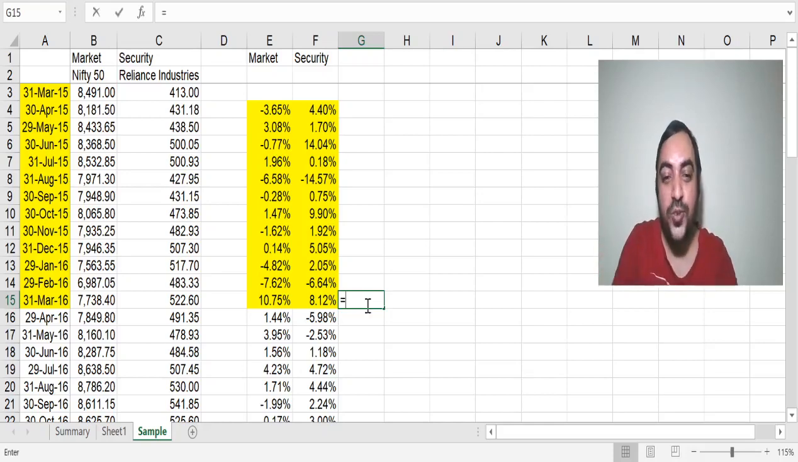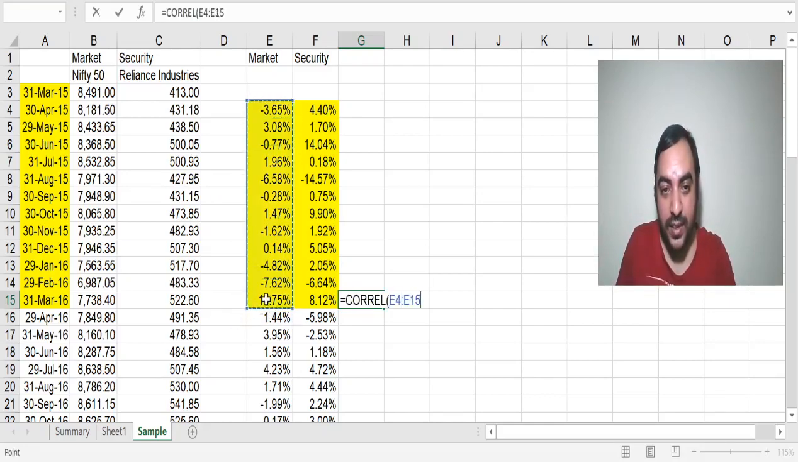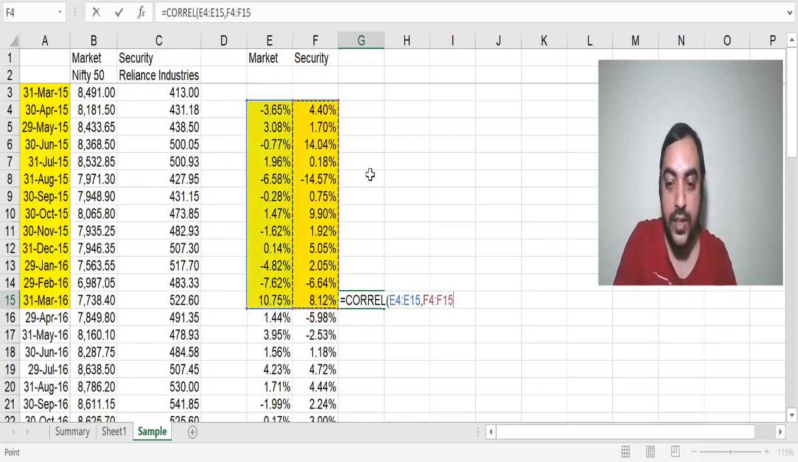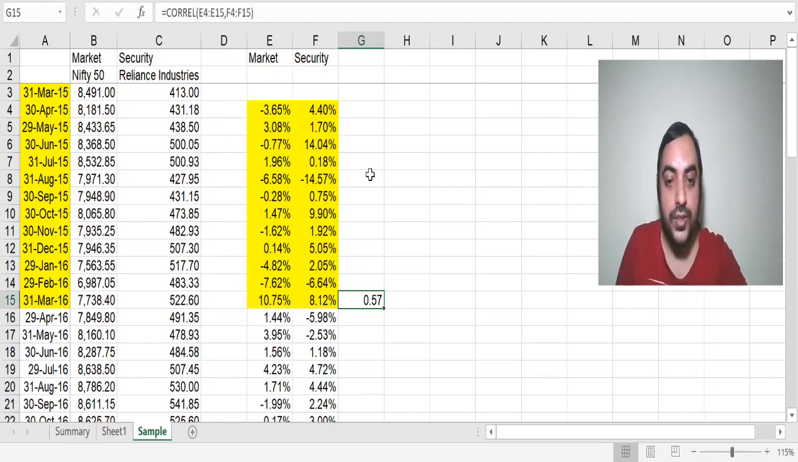No issue. You can use a formula called CORREL, correlation. Select the market monthly returns, then select the security returns. It is done. So this is the correlation, which is R.